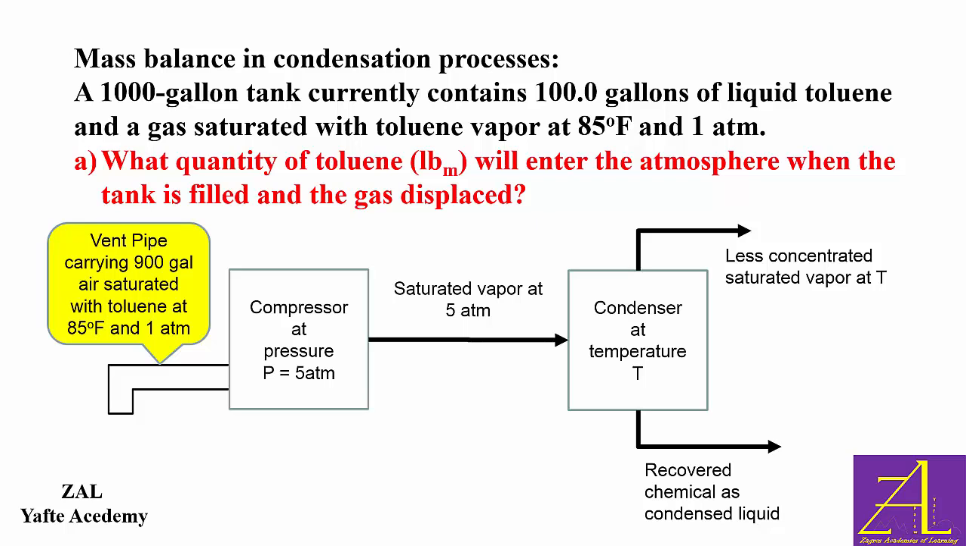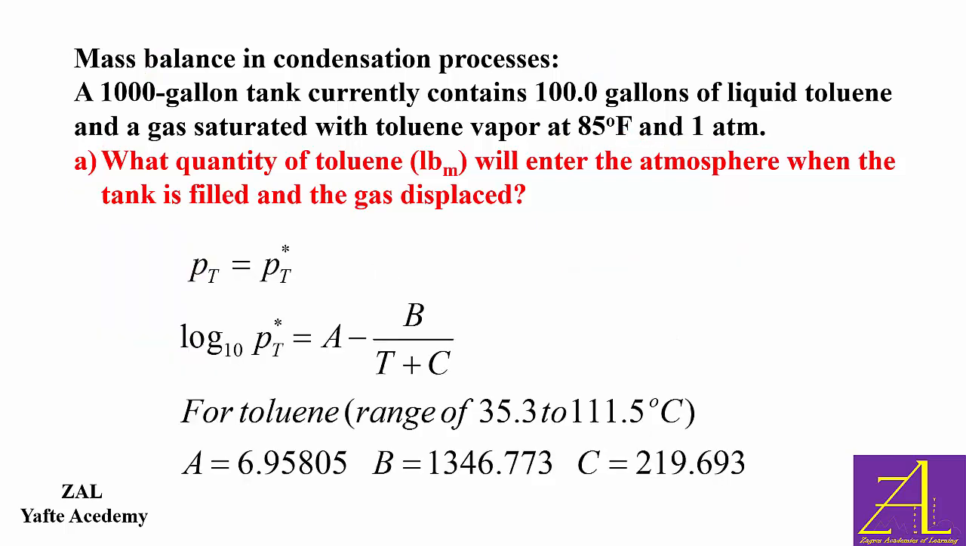In this problem, 900 gallons of vapor, which is 1000 gallons minus 100 gallons, at 85 degrees Fahrenheit and 1 atmosphere, is forced out. In part A, we would like to know how much toluene is in this vapor that is escaping. We know the vapor is saturated, so the partial pressure of toluene in the gas mixture, which is an air and toluene mixture, must be equal to the vapor pressure of toluene at 85 degrees Fahrenheit.